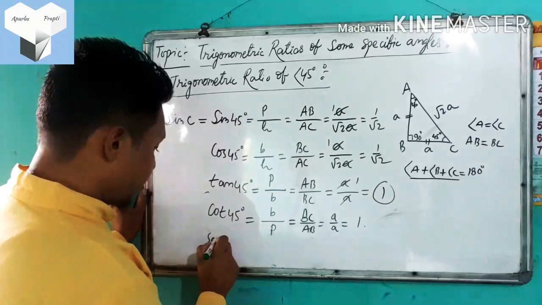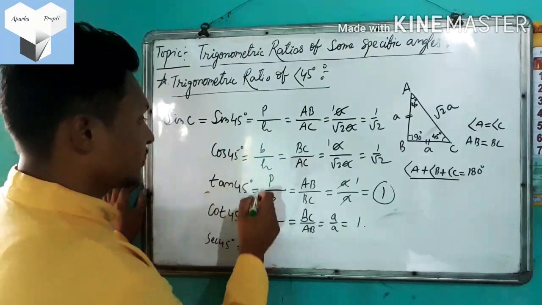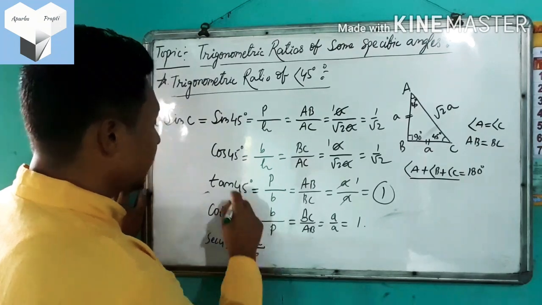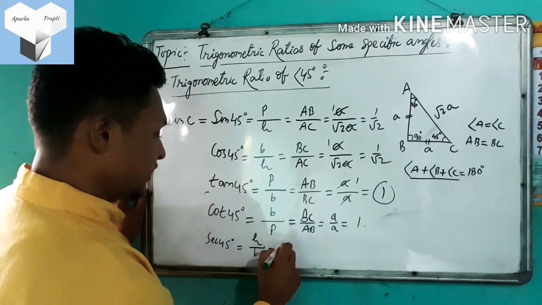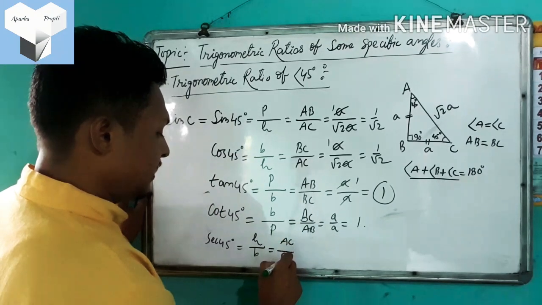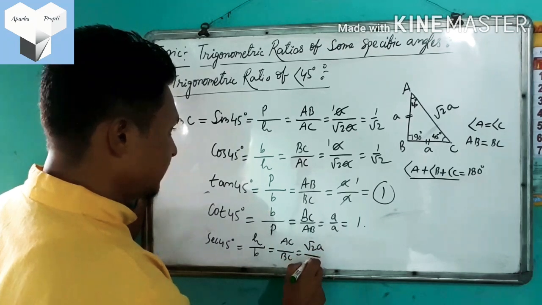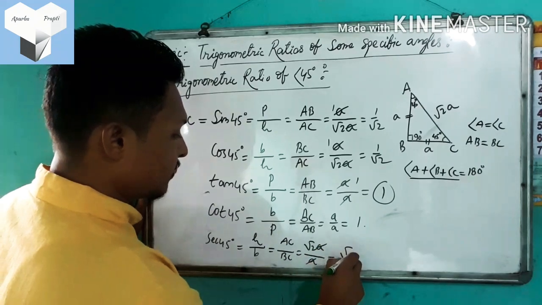Now sec 45 degrees will be, sec is the inverse of cos, that is H by B. You can do it directly, or you can put 1 by cos 45 like this. So that will be, guys, AC by BC. AC is root 2 times A, BC is A. A is cancelled, remains only root 2.